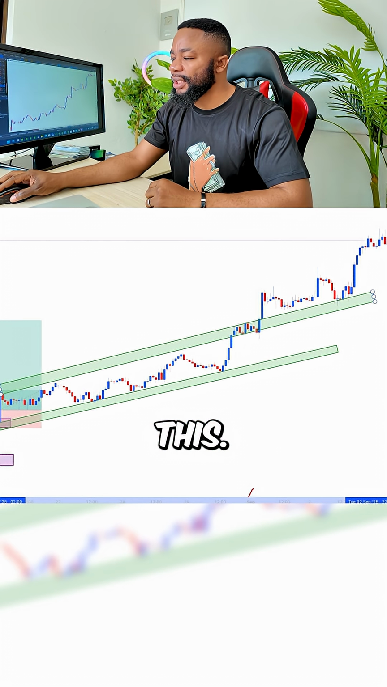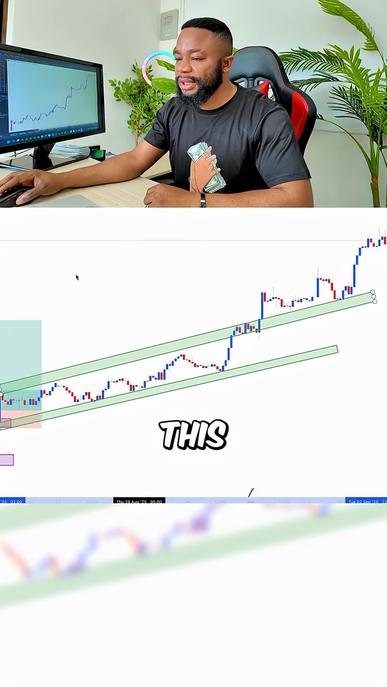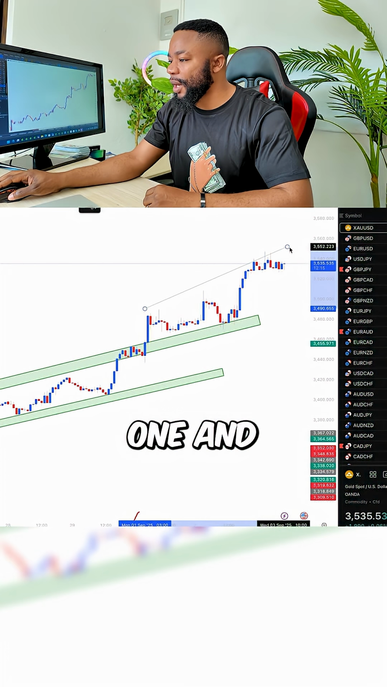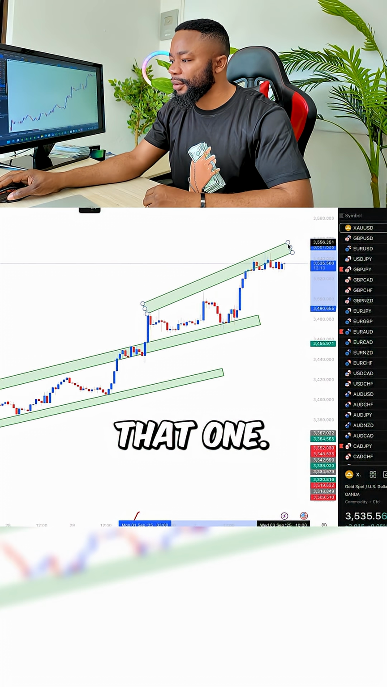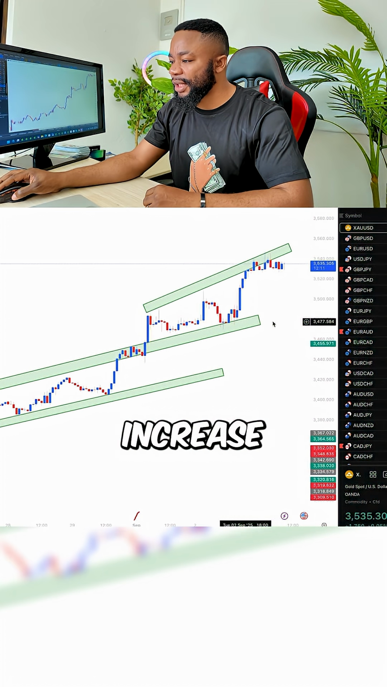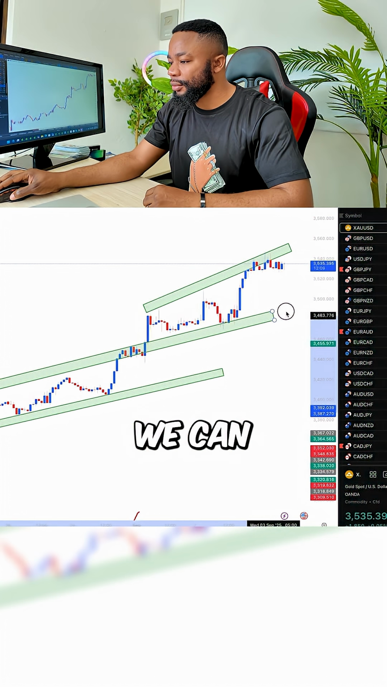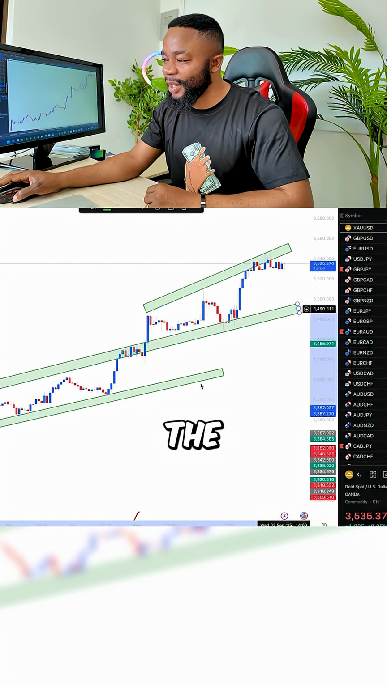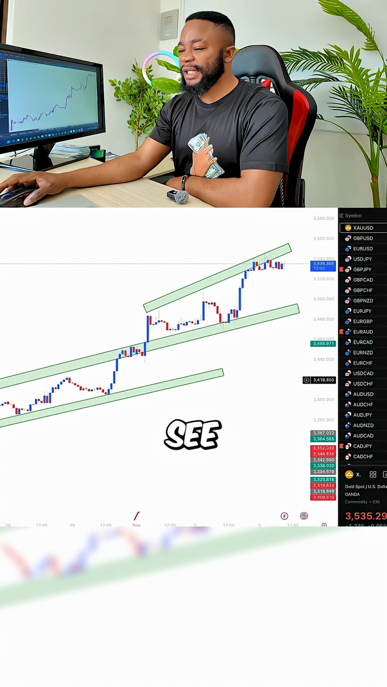Let's continue plotting this. Another support now was this one. Another area was now this one to this one, and boom, that one. So that is it. We can always increase this one a bit. You can always just increase this one up a bit. So you can already see where we are waiting for the market to tap in, right? You can already see very, very clearly.